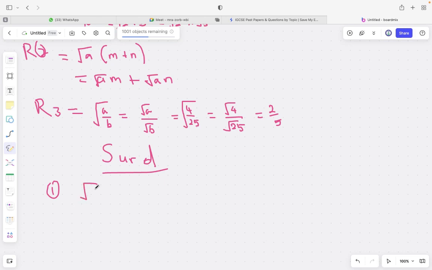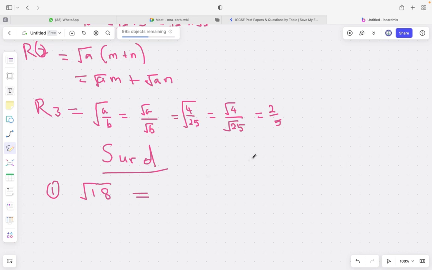So root 18. They've given us root 18, and they say we should write it in the simplest square root form. So what we will do is find 2 factors of 18, in which one of the factors we can find the square root of. The other one doesn't matter; it could be a prime number.